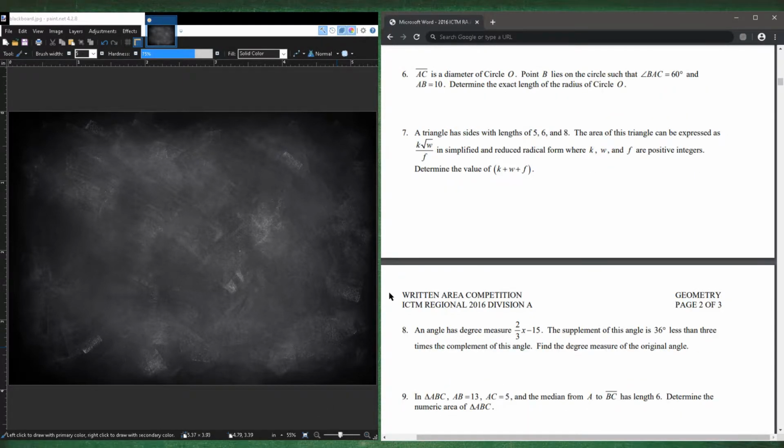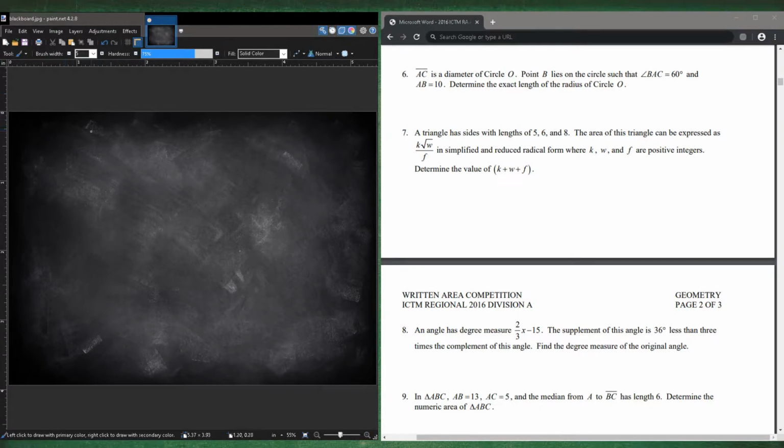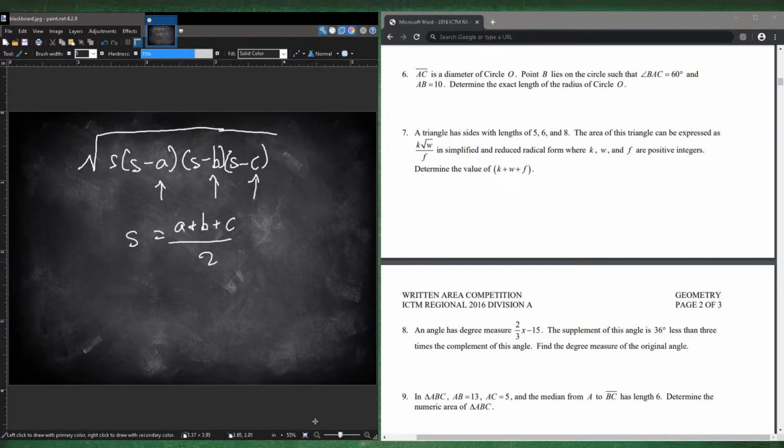Okay. Number 7. A triangle has sides with lengths 5, 6, and 8. The area of this triangle can be expressed as k squared w over f in simplified and reduced radical form, where k, w, and f are positive integers. Determine the value of k plus w plus f. To get the area of a triangle with just the side lengths, you have to know something called, I think it's Hero's formula, or Heron. I'm not exactly sure, it's one of those. Basically, you take the square root of s times s minus a, s minus b, and s minus c. You multiply all those four together, and you get the area. A, B, and C are the three side lengths. You don't have to put them in any order. And s is equal to a plus b plus c divided by 2, so it's the semi-perimeter.